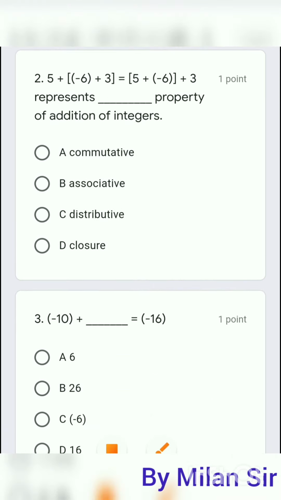After that, question number 2, 5 plus in bracket minus 6 plus 3. Here 5 plus in bracket minus 6 plus 3. Here even we have 5, here we have 5, here minus 6, here 3, 3. Here bracket is given in the last two terms, here bracket is given in the first two terms, right? So only order of the bracket is changed, and here we have three numbers, so it is called associative property, right? For three numbers, if order of bracket is changed, then it is called associative property, right? So here our answer is B, associative property.